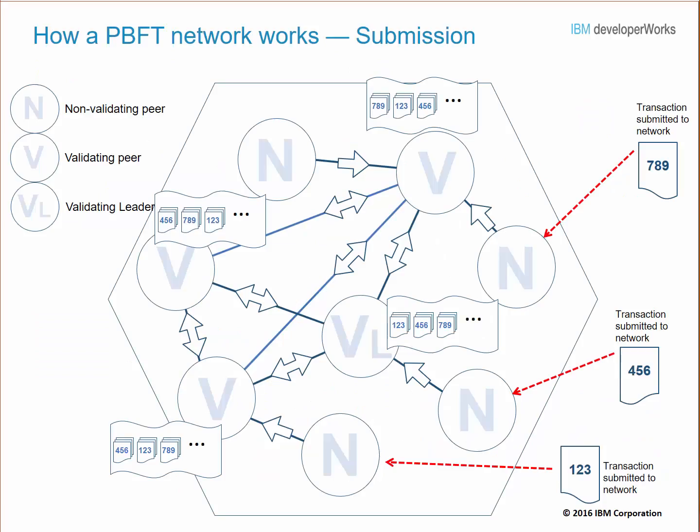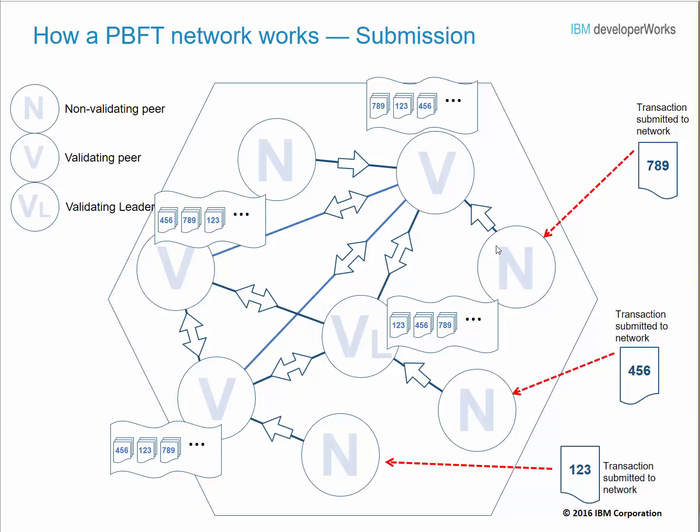Now let's go into more details about how PBFT works. Again, PBFT is the default consensus mechanism used by IBM blockchain, and it has various stages. So the first stage is submission. But before we get into details of submission, let's look at the types of peers in a PBFT network. So there are three types. There's a non-validating peer, there's a validating peer, and a validating leader.